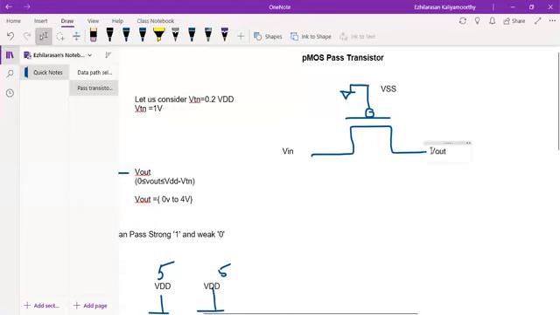How much will I get at the output actually? The output will be VTP, because the transistor by default, what will happen? With VSS it is on. So Vout is equal to VTP. So from this, what I can say is, for low logic level, when I give low logic at the input, I won't get a proper low logic.